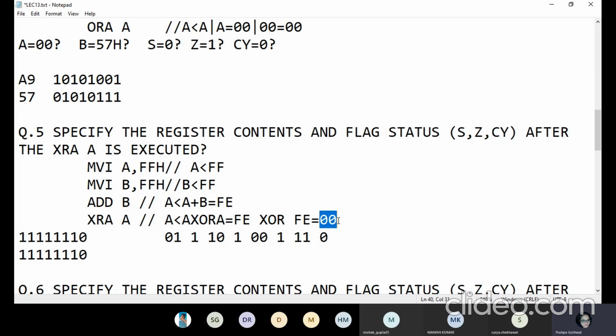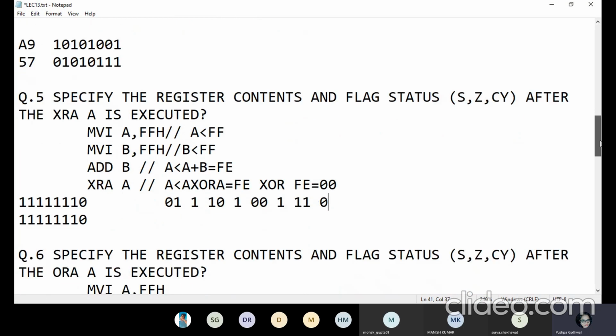So A contains 0 0, B contains FF, and sign, zero and carry flag. What is the status of sign, zero and carry? Carry will be affected? No. Actually, in a logical instruction, if you observe carefully, no carry flag is affected. Because in the AND operation, no carry will be there. In OR operation, no carry will be there. In XOR operation, no carry will be there. So always remember, no carry flag is affected in logical instructions. So here no carry flag will be affected.